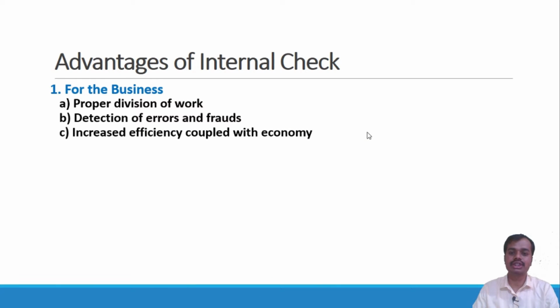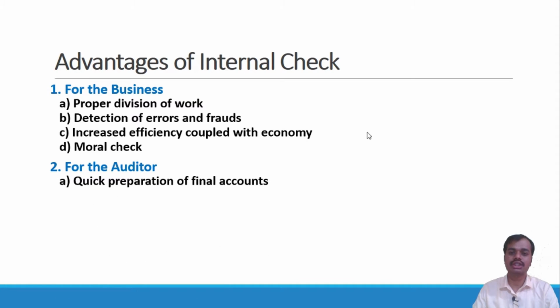Next advantage is increased efficiency coupled with economy. A good system of internal check increases the efficiency of work among the staff and leads to overall economy. Next advantage is moral check. Knowledge of subsequent checking of each employee's work by others acts as a great check on the commission of errors and frauds. Now we'll see the advantages to the auditor.